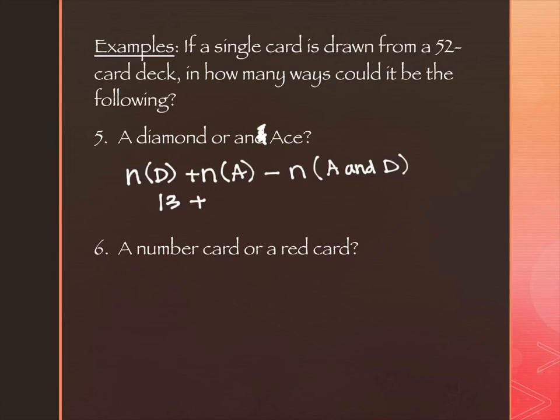How many cards are aces? 4. How many cards are both aces and diamonds? 1. 13 plus 4 minus 1 is 16.